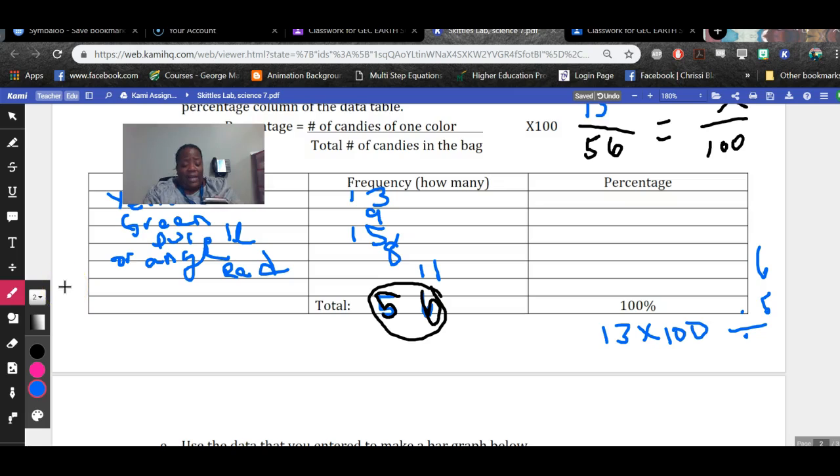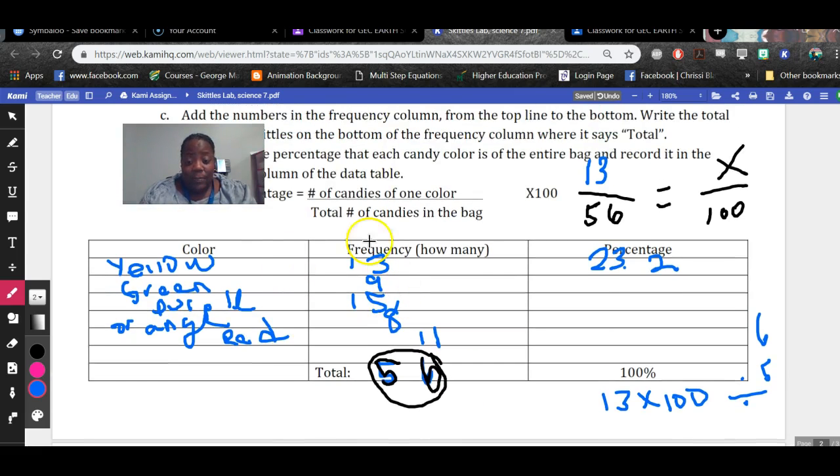Now the answer I got has a lot more digits than just 23.21, okay? But that's all I'm going to use, like 23.2. That's good enough. So I'm going to put 23.2 for my percentage, okay? As you can see, 23.2. That's fine. You don't have to do more than one number after the decimal, okay? And so what you need to do is fill in the entire chart using the same method, except use the number of the next color.